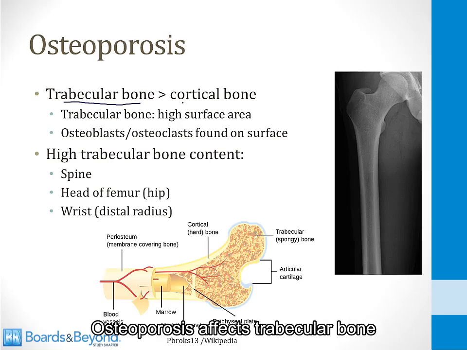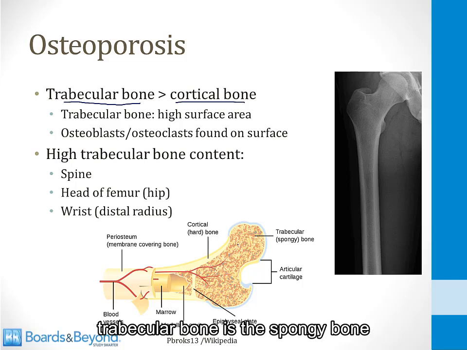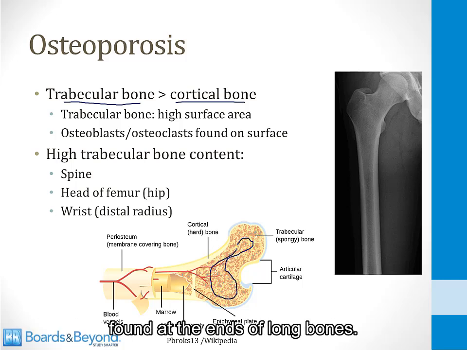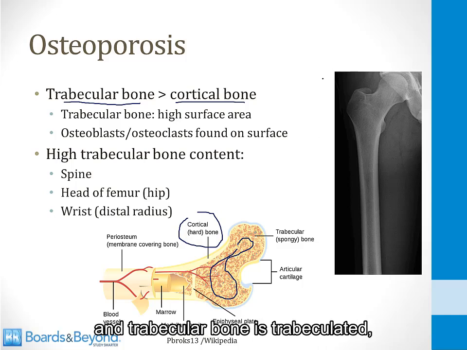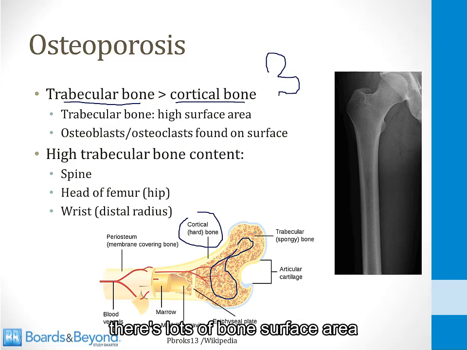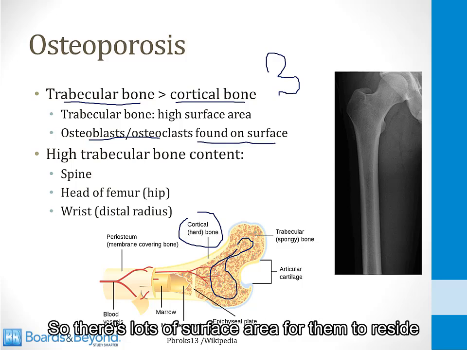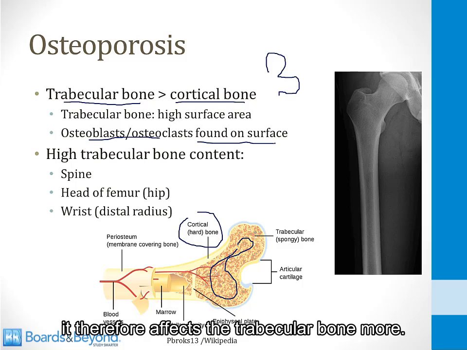Osteoporosis affects trabecular bone more than cortical bone. If you look at this drawing at the bottom of the screen, trabecular bone is the spongy bone found at the ends of long bones. Cortical bone is the hard bone that surrounds long bone. And trabecular bone is trabeculated, meaning it's honeycombed, and therefore there's lots of bone surface area. And osteoblasts and osteoclasts are found on the surface of bone, so there's lots of surface area for them to reside in the trabecular bone, and when osteoporosis develops from too much bone breakdown, it therefore affects the trabecular bone more.